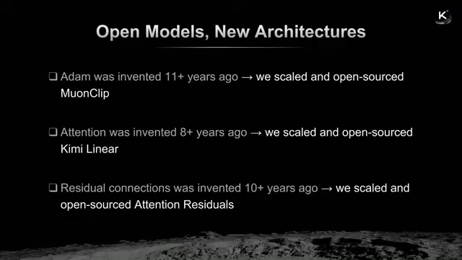Adam was invented in 2014, and now we scale and open source MuonClip, a drop-in replacement for Adam. And I'm sure that if you train a transformer LLM, it's going to be much better if you use MuonClip instead of Adam. Attention was invented over 8 years ago, and now we have Kimi-Linear, which is a linear version. We don't have to use full attention across all layers. We can have linear attention that performs better on short and long contexts at the same time. And residual connections are now also challenged. We scaled and open sourced attention residual.